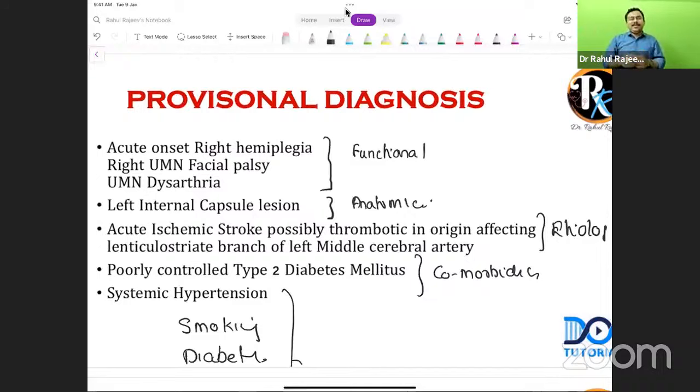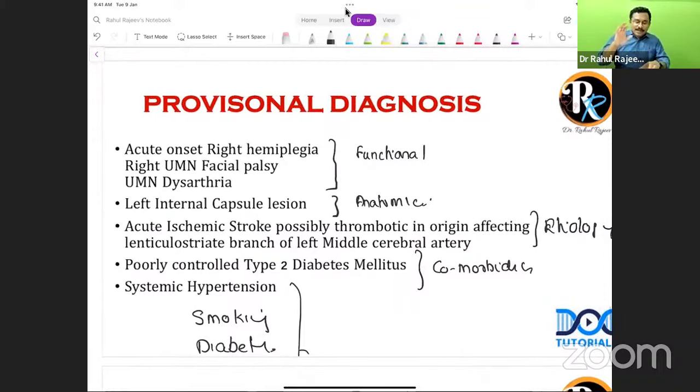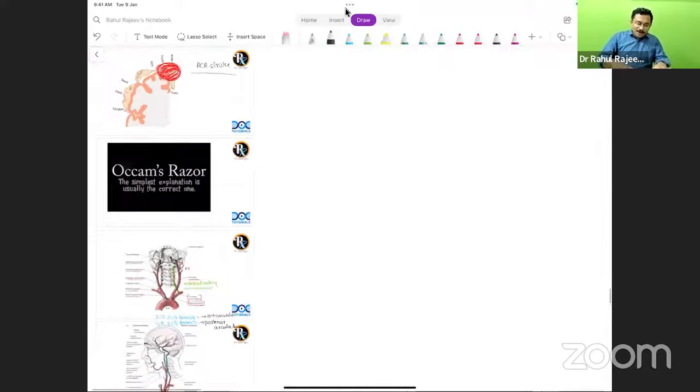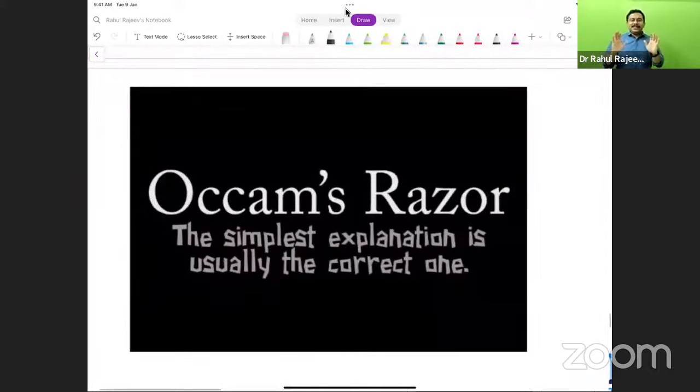CVA right hemiplegia for MBBS? Nothing like that. So this is how you have to write the provisional diagnosis. And that is important. Always remember Occam's razor.